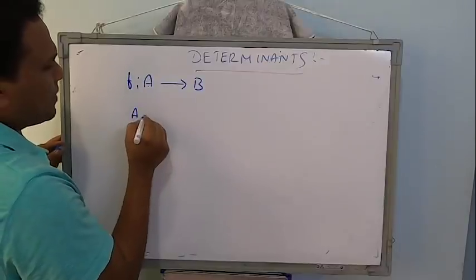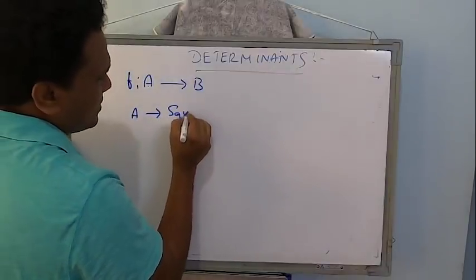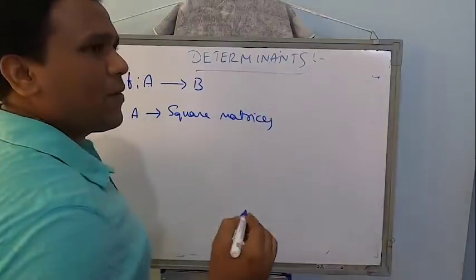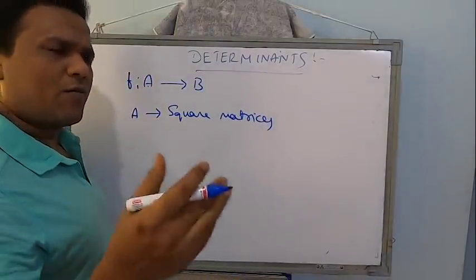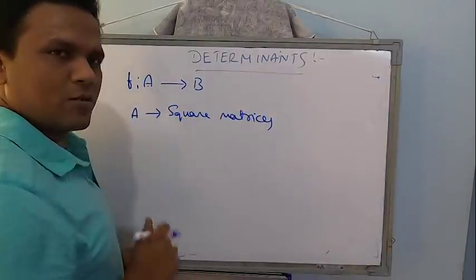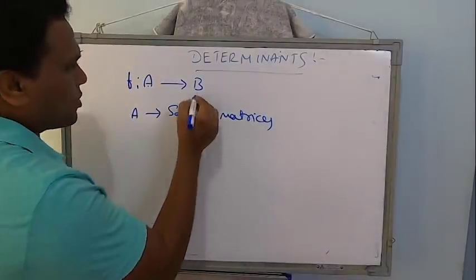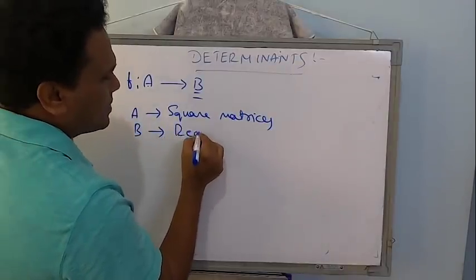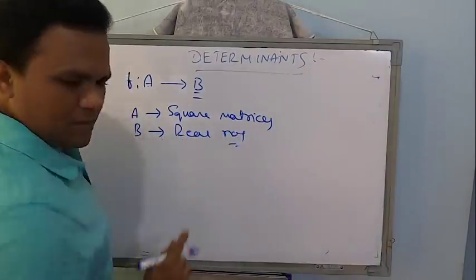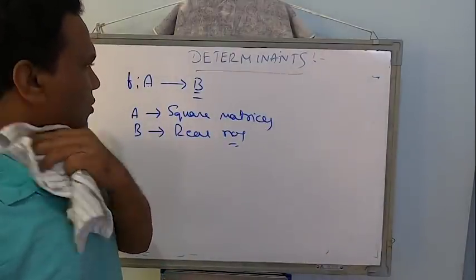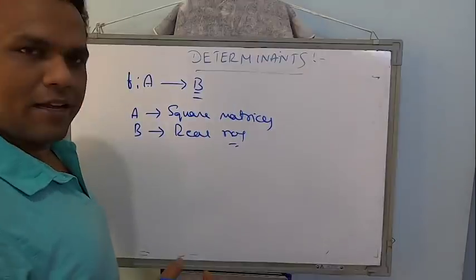What is A here? A is the set of all square matrices, maybe of any order, maybe of order 1, order 2, order 3, order 4, maybe of any order. So A is a set which contains all the square matrices, first thing. And what does B stand for? Now the set B stands for real numbers. So this is the beginning which you have to remember. There is a function f from A to B where A is the set of all square matrices, B is the set of all real numbers.